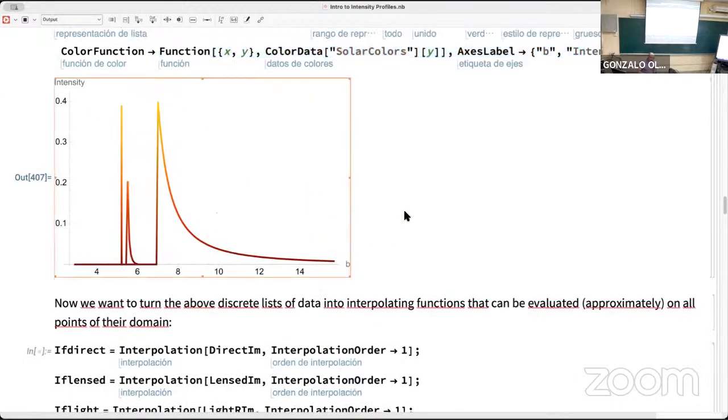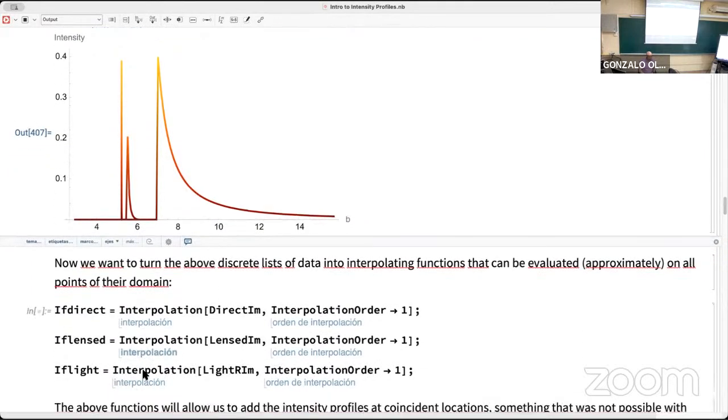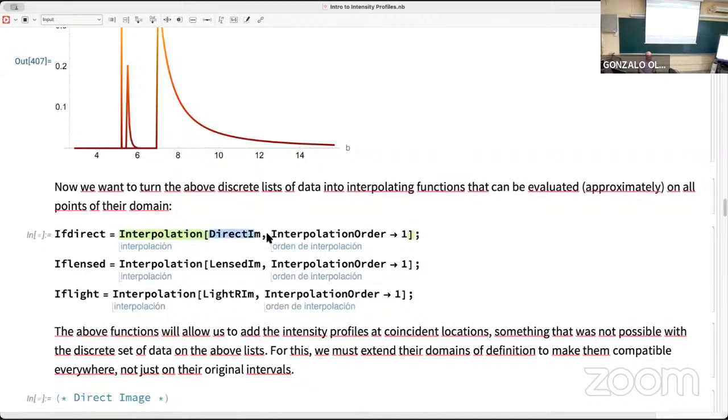And now what we want is to change from the discrete set of points that we have from the integration of those 400 geodesics. We want to build continuous functions that represent the intensity, because with continuous functions we can add the intensity profiles. With discrete sets of data that do not coincide on the horizontal axis, we cannot add them. So we need to interpolate, and we build this interpolating function for each set of points.